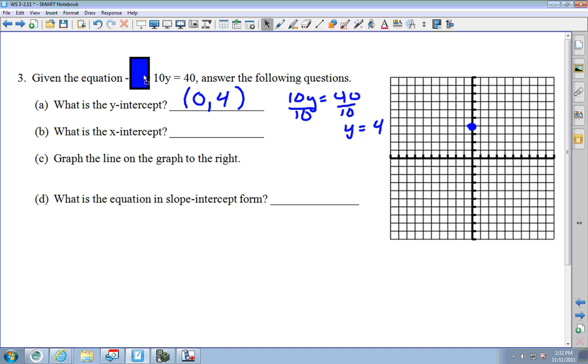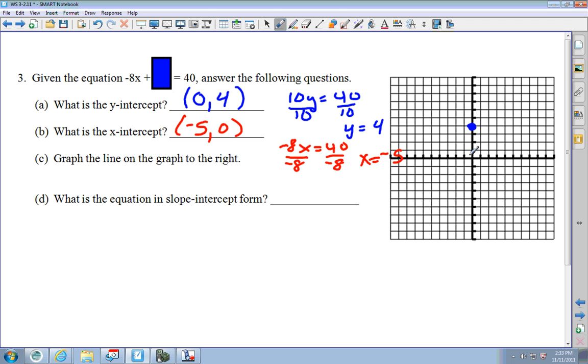My x-intercept, I'm going to cover up the y. I'm going to get negative 8x equals 40. I'm going to divide by negative 8. I get x equals negative 5. So I have negative 5, 0.